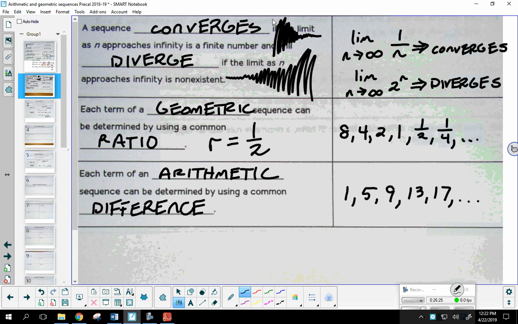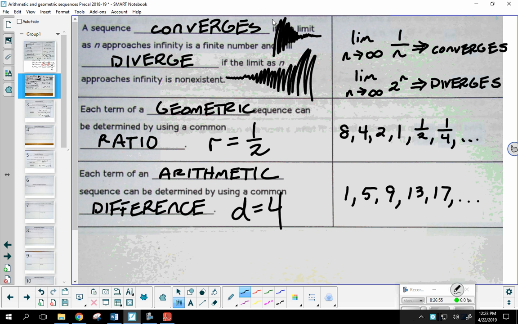Now, each term of an arithmetic sequence can be determined by using a common difference. So when you see common difference, you're talking about an arithmetic sequence, and we use the variable d. So look at this sequence that we have. What am I constantly adding to get the next term? 1 plus 4 will give me 5. Plus 4 is 9. Plus 4 is 13. Plus 4 is 17, and it would continue. So here the common difference, d, is 4.